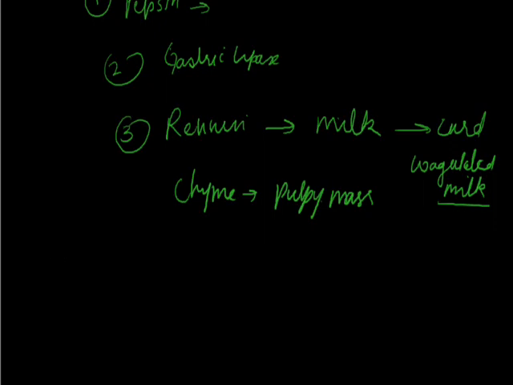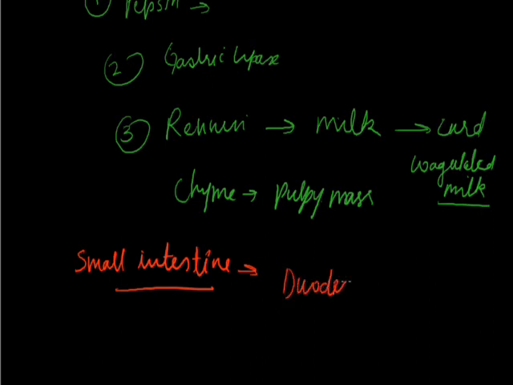Now the next important part of the alimentary canal is the small intestine. It is the longest part of the alimentary canal, about 6 meters in length and 2.5 to 3.5 centimeters in diameter. It is extensively coiled to get accommodated in a small space, and it consists of three major regions: duodenum, jejunum and ileum.